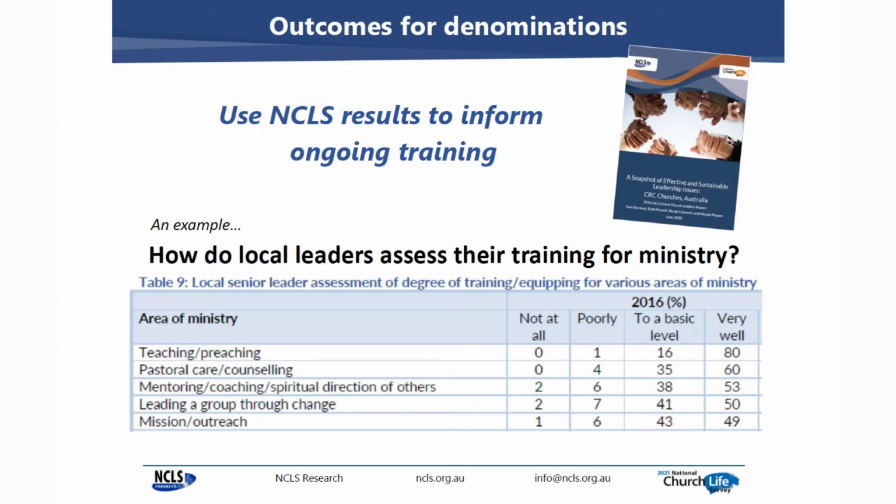But here's what we asked in 2016, and we've asked this for years gone by. How well trained do you feel? Our church leaders feel very well trained in teaching and preaching, and 50% feel very well trained in mission and outreach. What do you think is the area of most need? It actually got raised by somebody else this morning. It was a real standout.